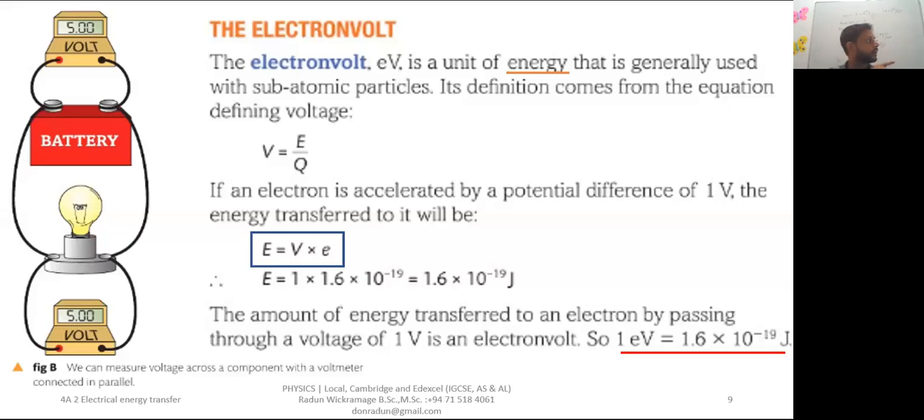Okay, let's write down how many joules are there per electron volt. You can write that down in the table. There are 1.6 times 10 to the power minus 19 joules per electron volt. This is important. And if you wish, you can write out this equation as well: E is equal to V times the charge of the electron.